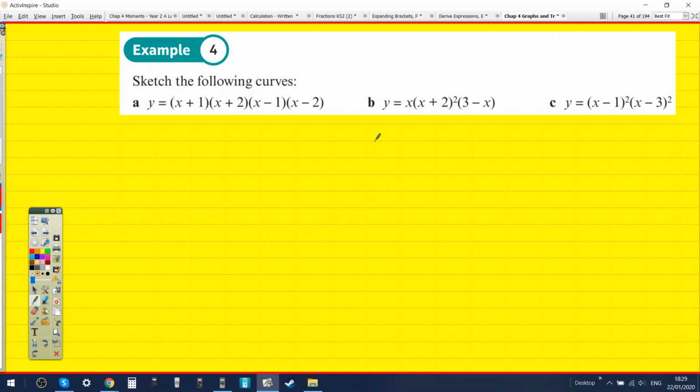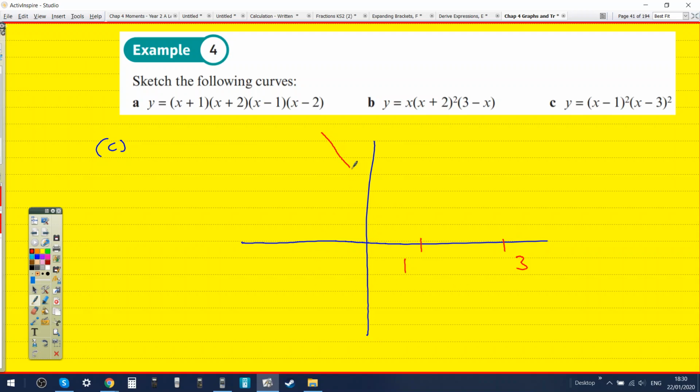So draw: x touches 1 and x touches 3. Okay. So is it like kind of like a W? Yeah. So it's like that. Yeah. Y-intercept. Three. No. 9. Great.